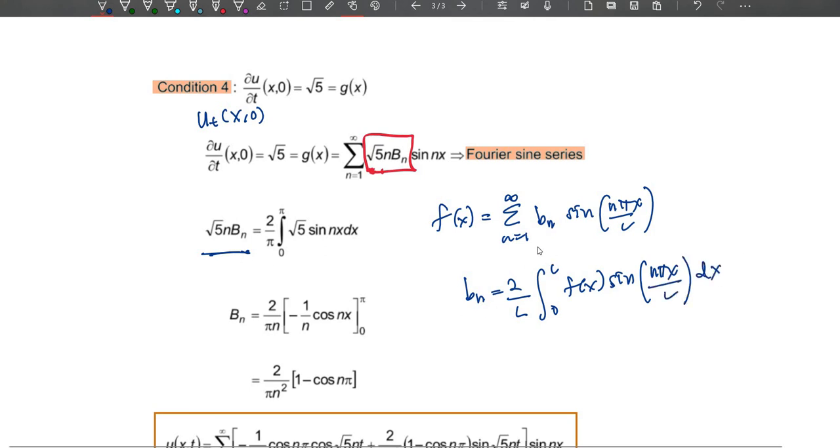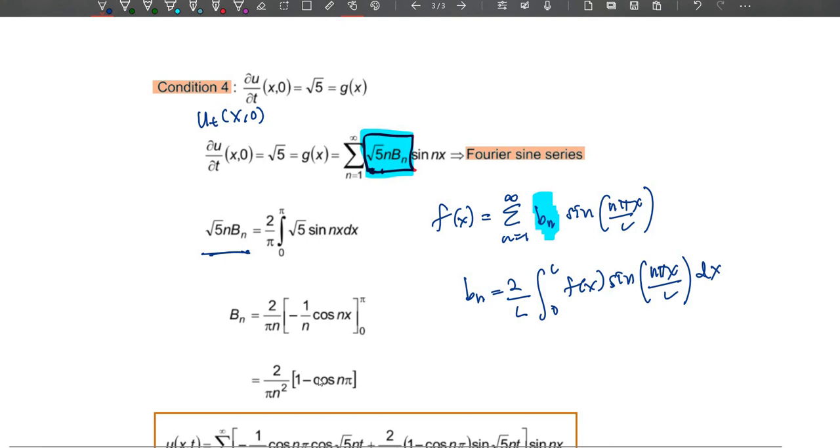Okay, that's why here this part is for bn. That means anything in front of sin, we need to consider all of this. So it will be root 5 n b of n equal to this summation then. This integral then. Okay, 2 over pi because l equal to pi. Integrate 0 to pi root 5 sin n x with respect to x. For this, you don't have to do integration by parts because this is constant. Okay, integrate and substitute the value pi and 0. You will have this one.